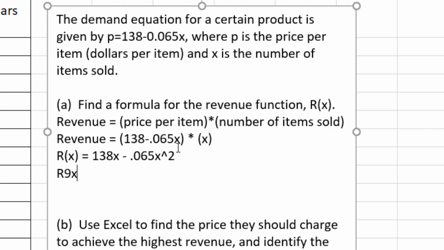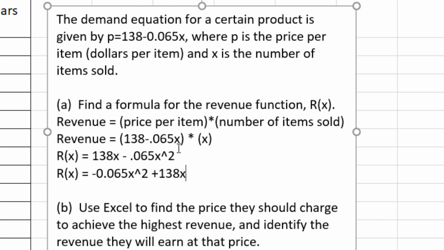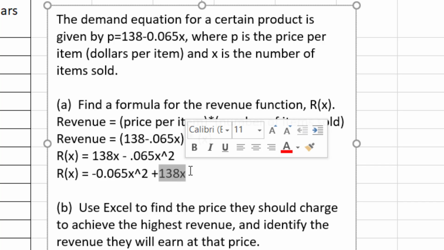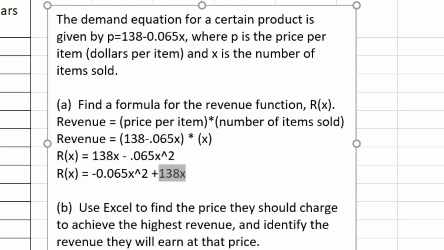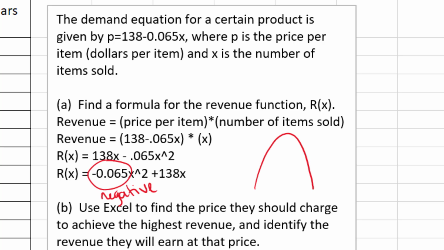Notice I just distributed that x there. We could also rewrite it in the opposite order using the commutative property. So it would be negative 0.065x squared plus 138x. So this is a quadratic function. I know it's quadratic because it has the form ax squared plus bx plus c, where c is 0. We notice that the leading coefficient is negative, which tells me that the graph of this parabola will be open down.